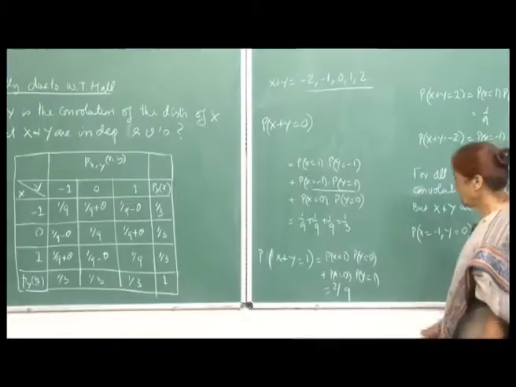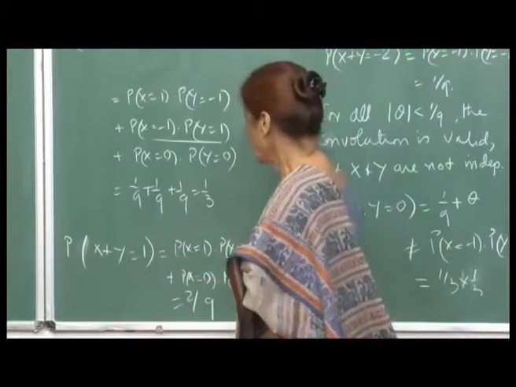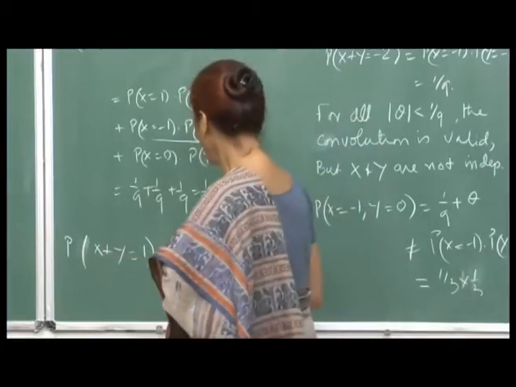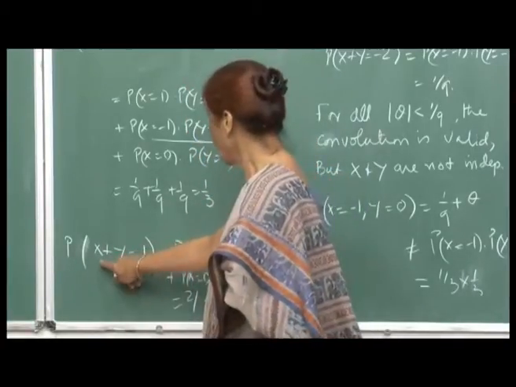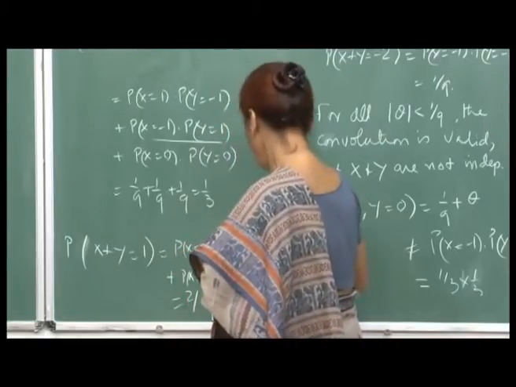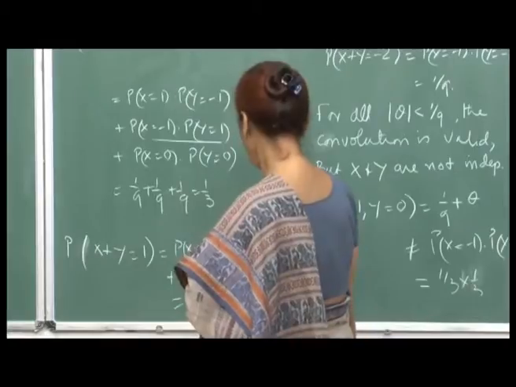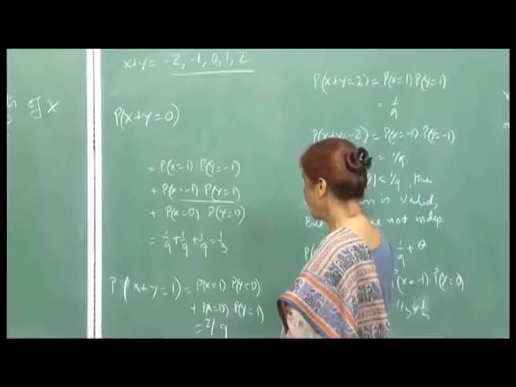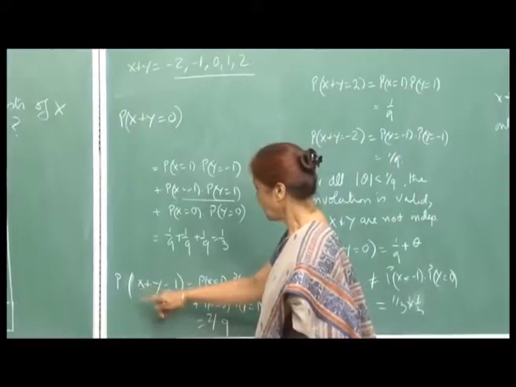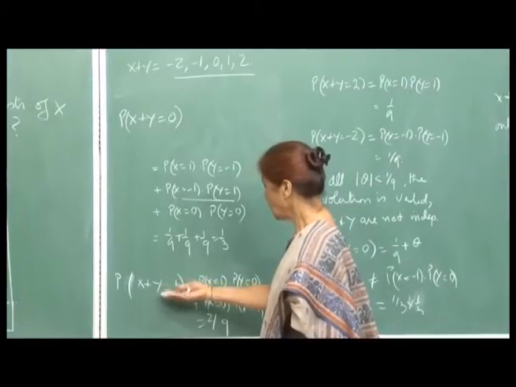And then similarly, probability x plus y equal to 1. Here also we fix x and then the corresponding value of y. I put x equal to 1, then y will have to be 0, and I put x equal to 0, y is equal to 1. If you put x equal to -1, then that is not valid, because then y can only take a value 0, 1 or -1.